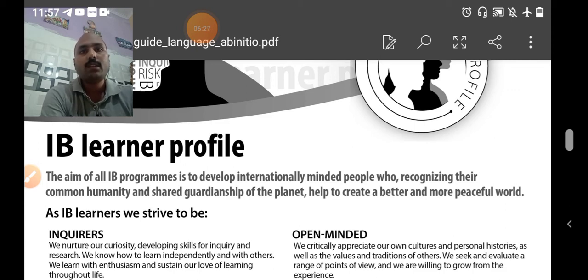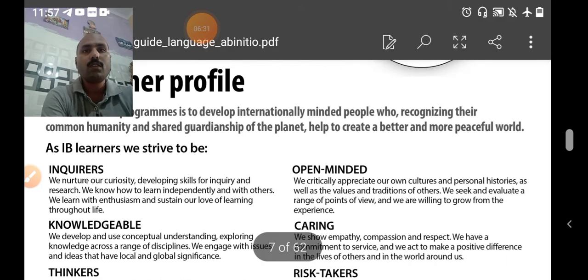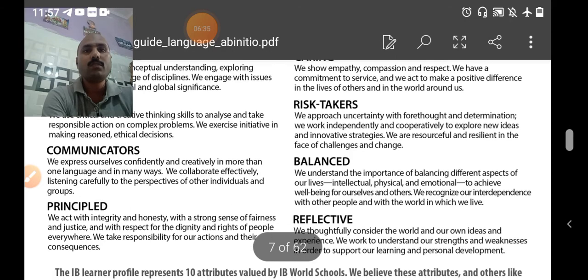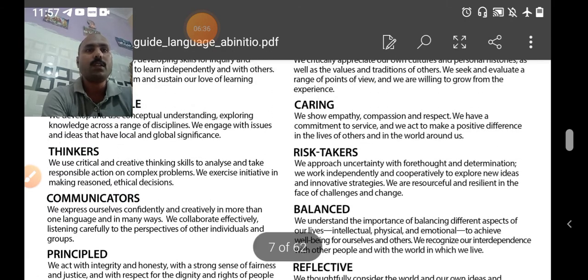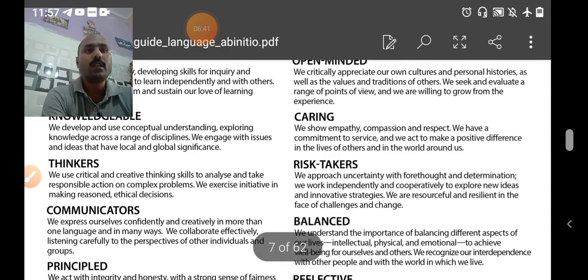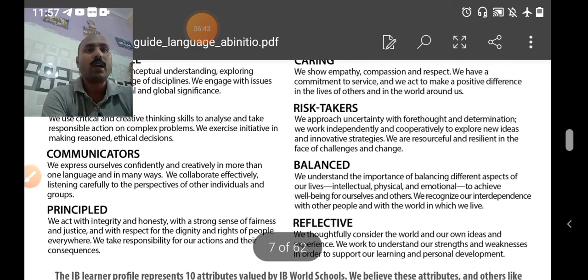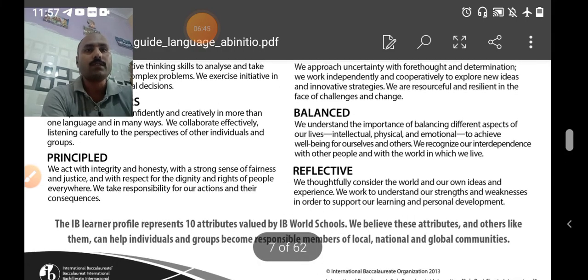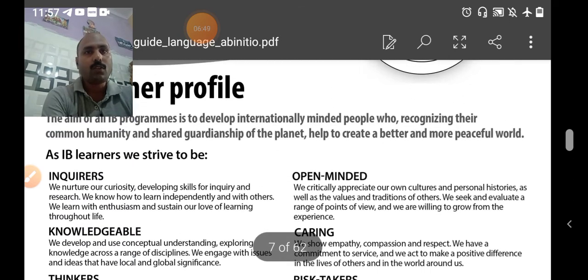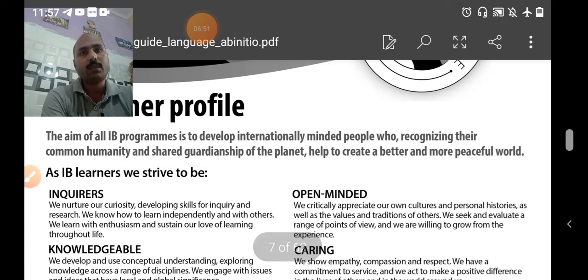As IB learners, we strive to be what? Inquirers, knowledgeable, thinkers, communicators, principled, open-minded, caring, risk-takers, balanced, and reflective. See, now you all know what the IB learner profile is.